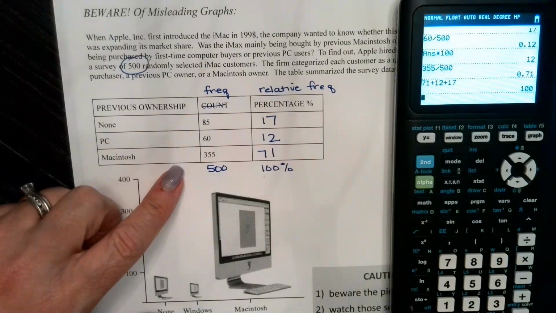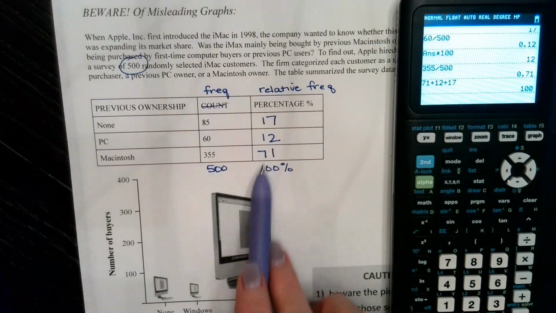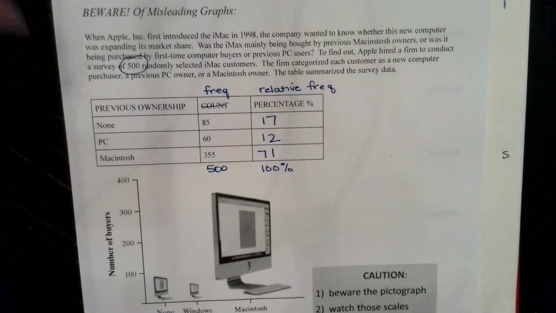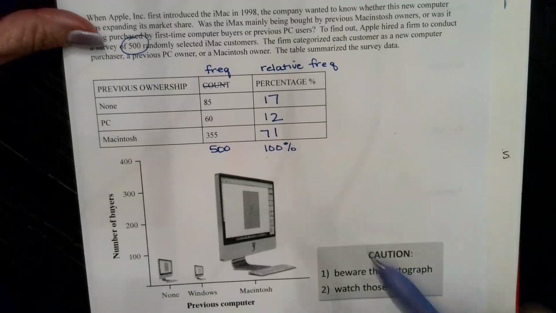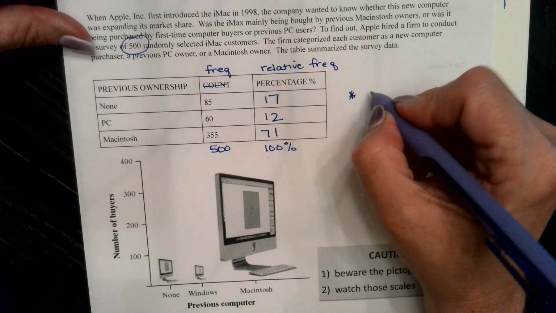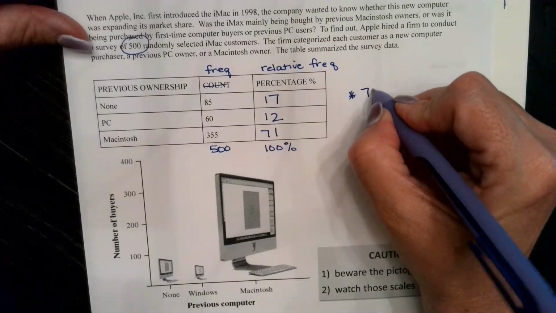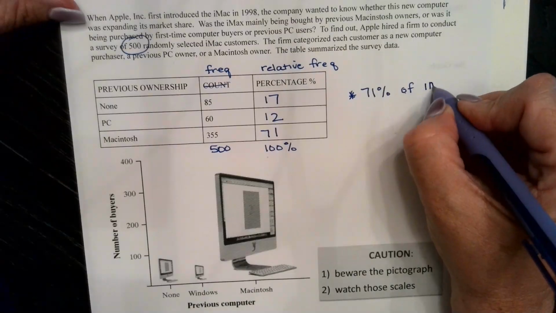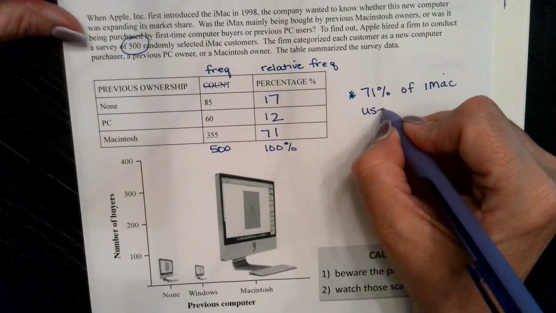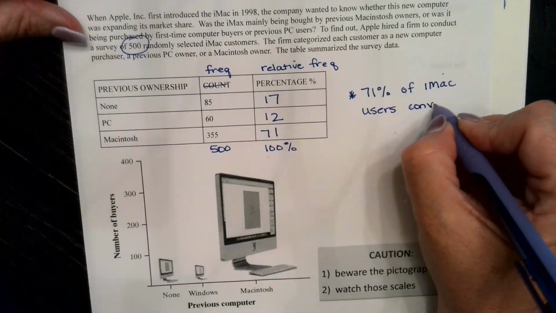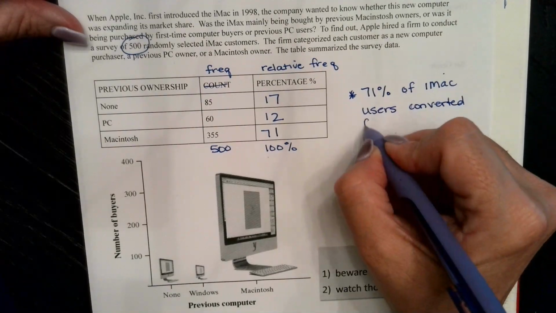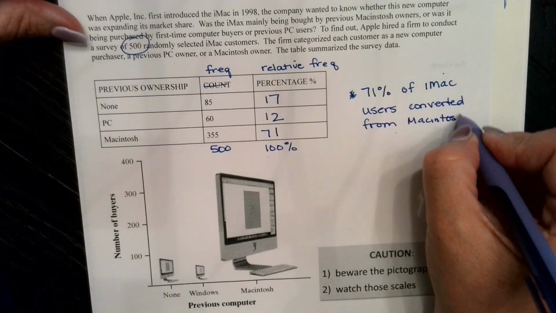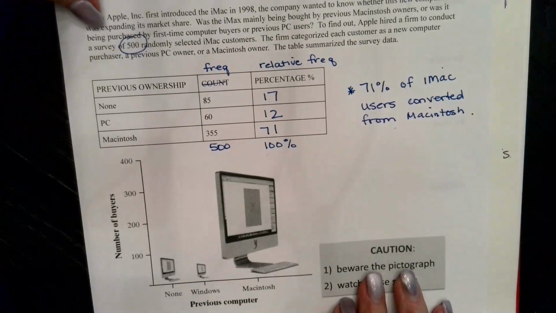Now, if I add these up, 71 plus 12 plus 17, this gives me 100%, which is what I need. Sometimes when we're rounding, these numbers might be off a little bit, like 99 point something, but it needs to be close to 100. So what we know here is that 71% of iMac users converted from the Macintosh. So they were not really getting extra market share.